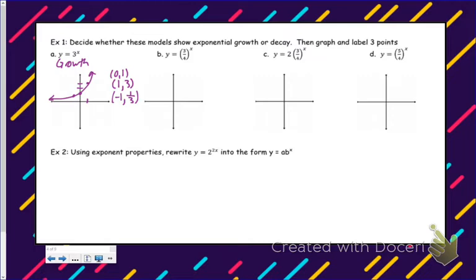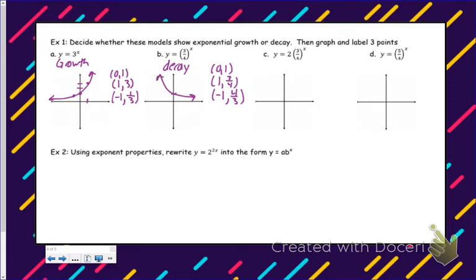All right, looking at B, 3/4, that would be decay. That would go through (0, 1), (1, the base), and (-1, the reciprocal of the base). And again, that reciprocal is now larger than the y-intercept. So your graph's going to go in this direction.